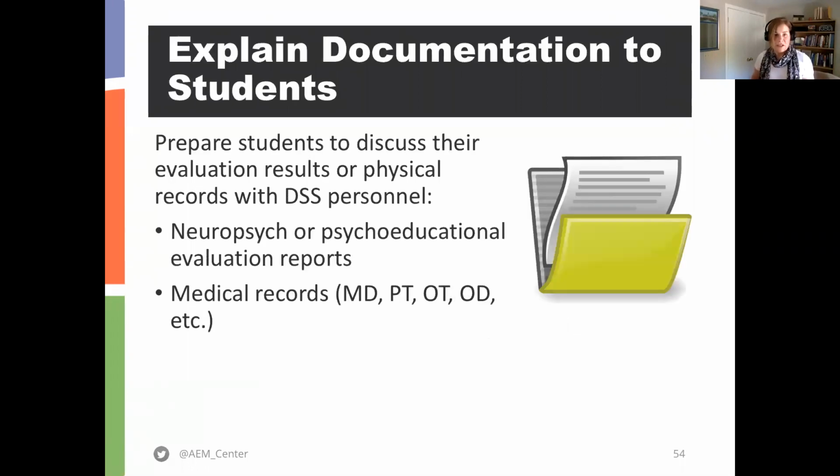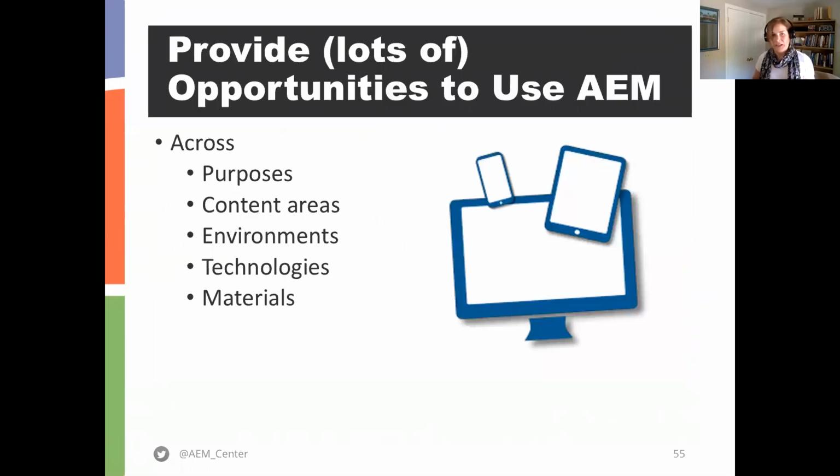Explain documentation to students. Make sure that they know about their scores and the functional impact of their disability on their performance. So whether it's a neuropsych or psychoeducational evaluation, whether it's doctor's records, whatever it is that a student's going to need accommodations for, whatever is the evidence for that, make sure that they understand it.